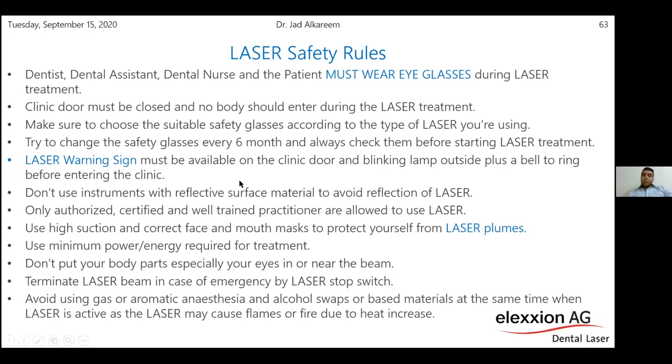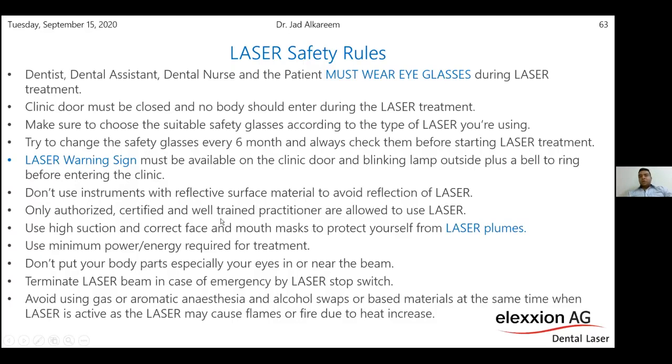protection glasses. Try to change the safety glasses every 6 months if you are a heavy user, because the safety glasses have a filter on them, and every time you have reflected energy toward your glasses, the filter becomes more and more affected. By the time, some of the filter will be affected, and maybe some energy will pass through. So try to change the safety glasses every 6 months or maximum every year. It will be better to change your glasses.